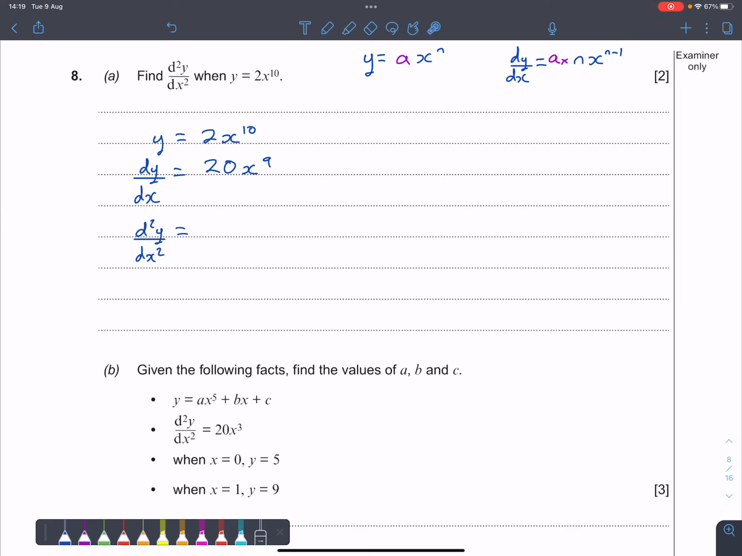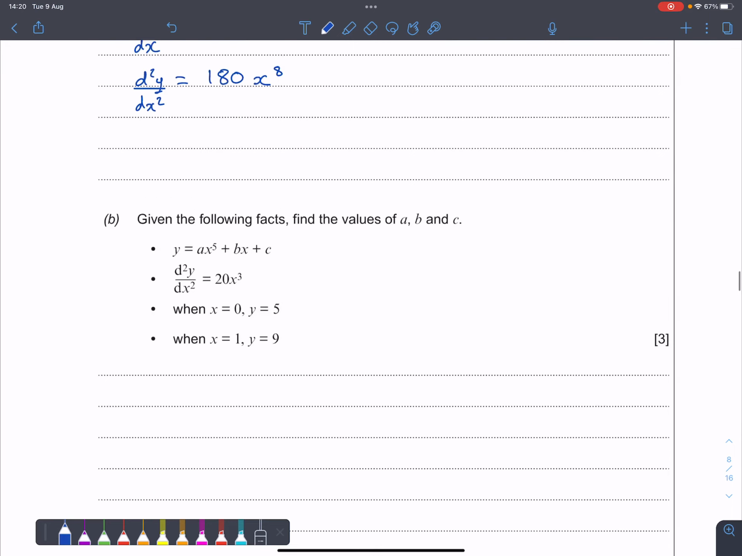So I'm differentiating this here. If I differentiate that, that will give me 20 multiplied by the derivative of x to the 9, which is 9x to the 8. Well, 20 times 9 is 180, so I get 180x to the 8. Okay, so that one's as simple as that.